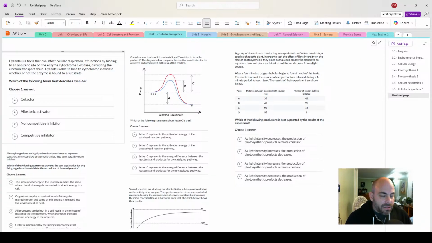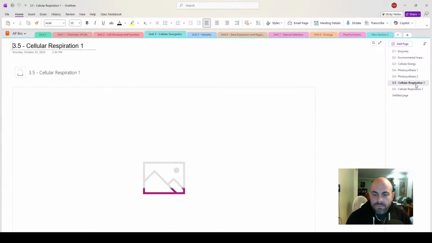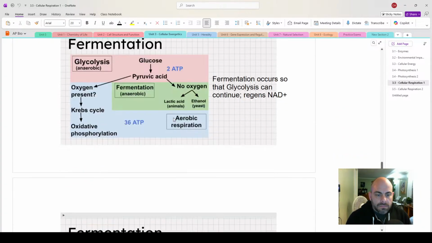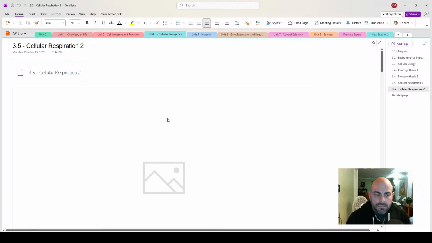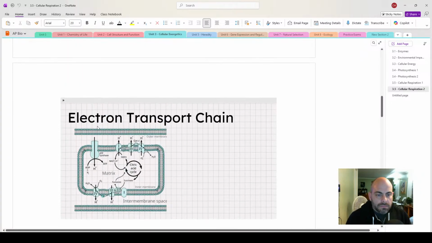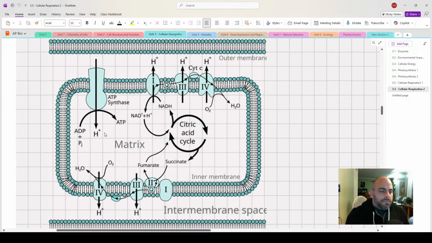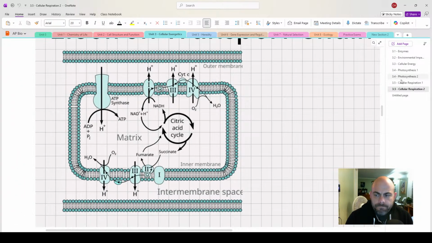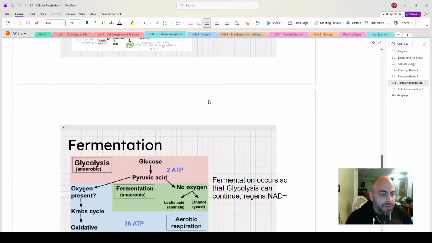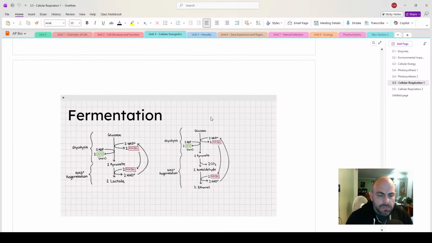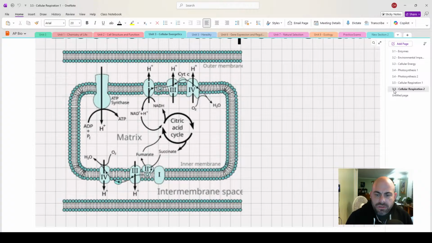Oh, yeah, I can. Could you go over ETC a little bit? Yeah, let's do it. Okay, so here's the electron transport chain. I'm assuming you're talking about cellular respiration. Yeah, that picture will be fine.